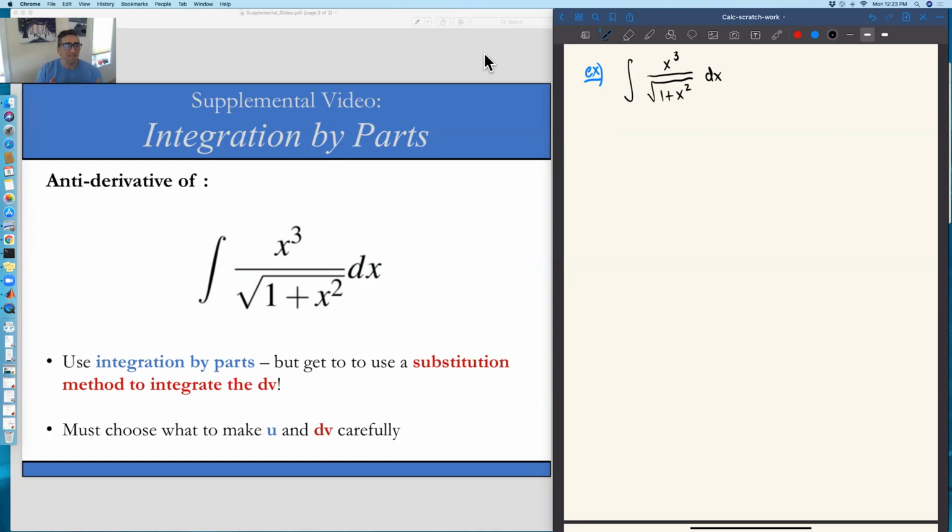The second thing is, when we actually make that choice of u and the choice of dv, we have to be somewhat thoughtful and think ahead about why we are making that choice. So on that note, let's actually begin there.